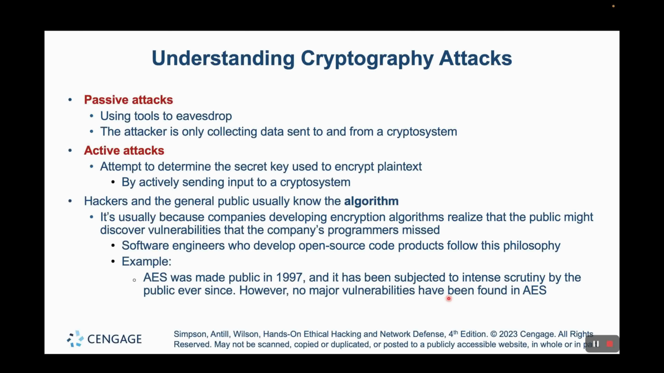Second, the public is more diverse than any single company's development team. This means that there are more people with different skills and perspectives who are looking for vulnerabilities in these algorithms. By making encryption algorithms public, companies and open source software engineers are essentially crowdsourcing the security of their algorithms. This means that they are relying on the public to find vulnerabilities that their own programmers missed.